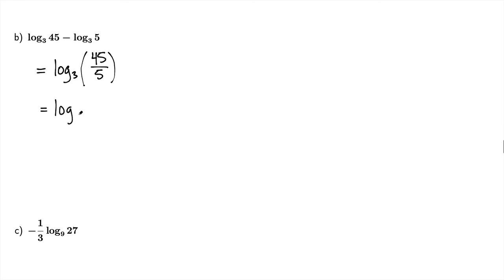And 45 divided by 5 is 9. Well, log base 3 of 9 is what exponent do we put on 3 in order to get 9? And that is 2.